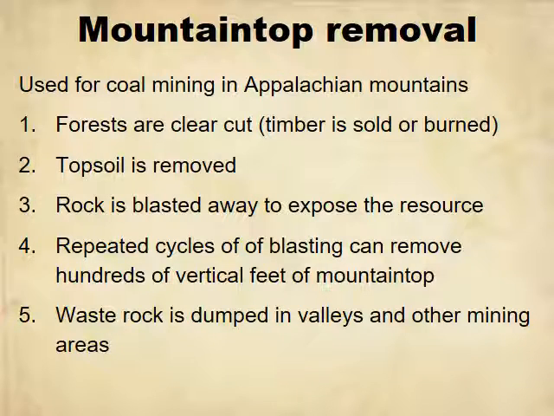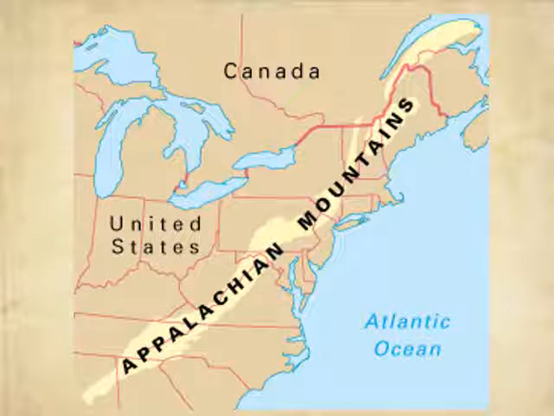Mountaintop removal is mostly used for coal mining in the Appalachian Mountains. So you clear cut these forests. The timber is either sold or burned. Mostly it's burned because it's cheaper. The topsoil is then removed, and they can actually sell that. And then the rock is blasted away, and you have these repeated cycles of blasting, and you can remove hundreds of vertical feet of mountaintop. And then the waste rock is dumped in valleys. So you're literally taking off the top of the mountain and putting it into the valleys, creating flat areas. It sucks.